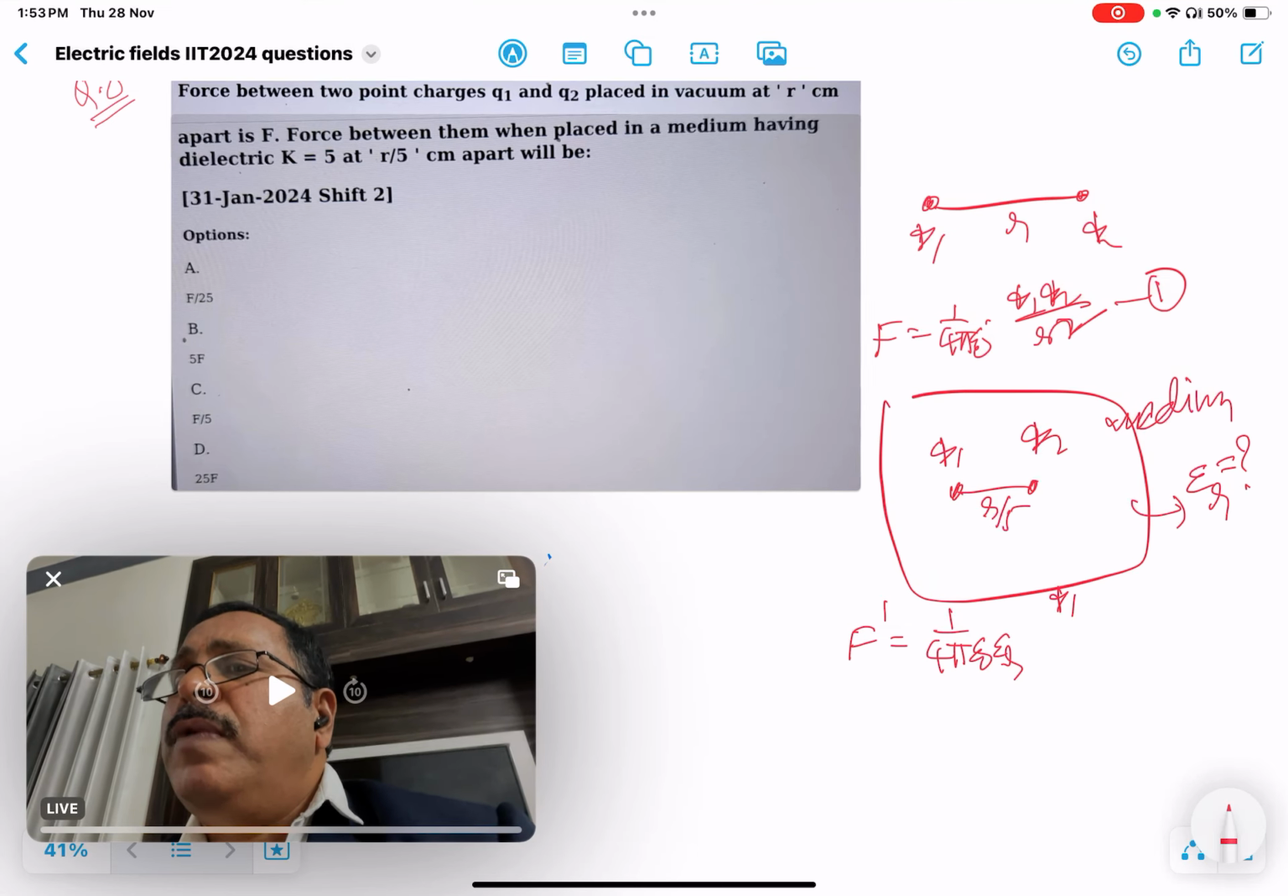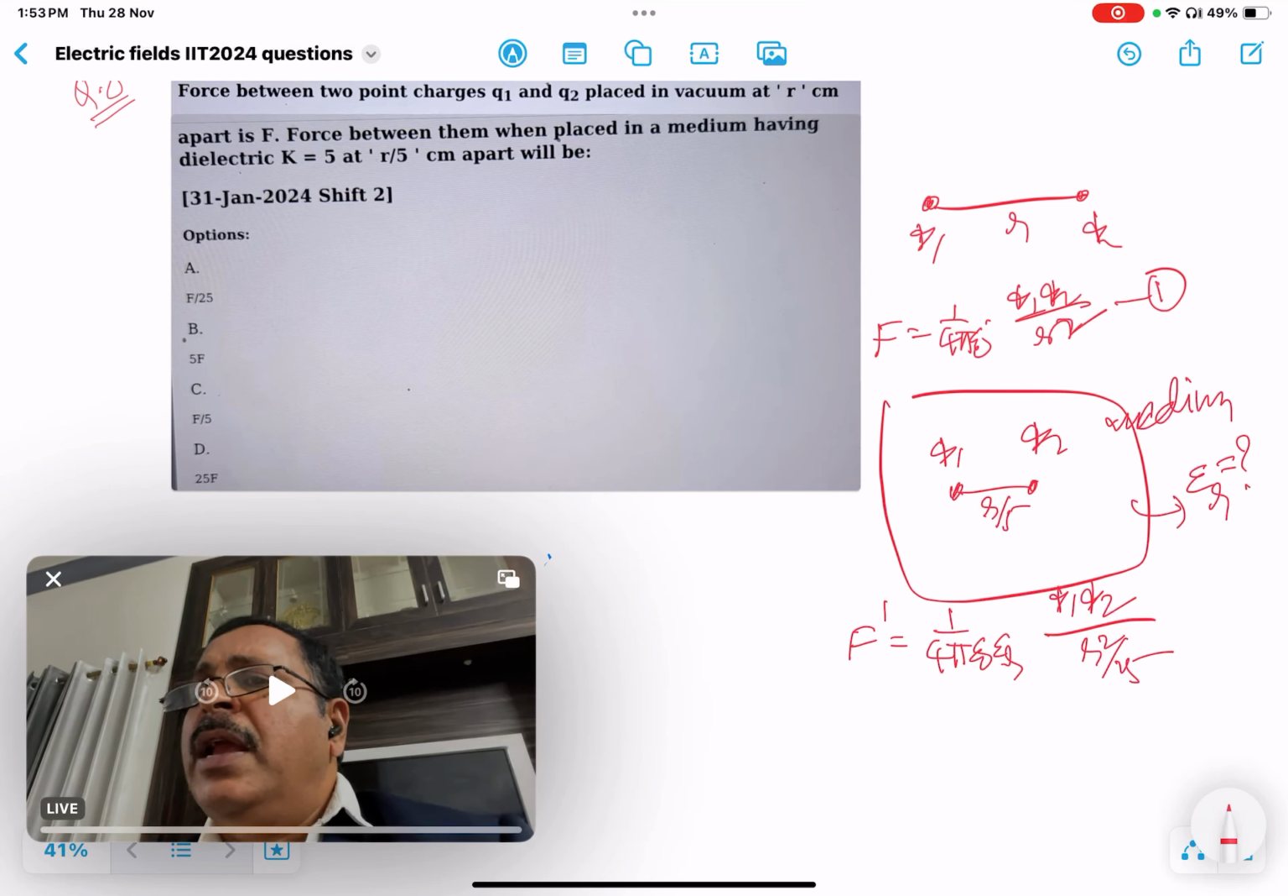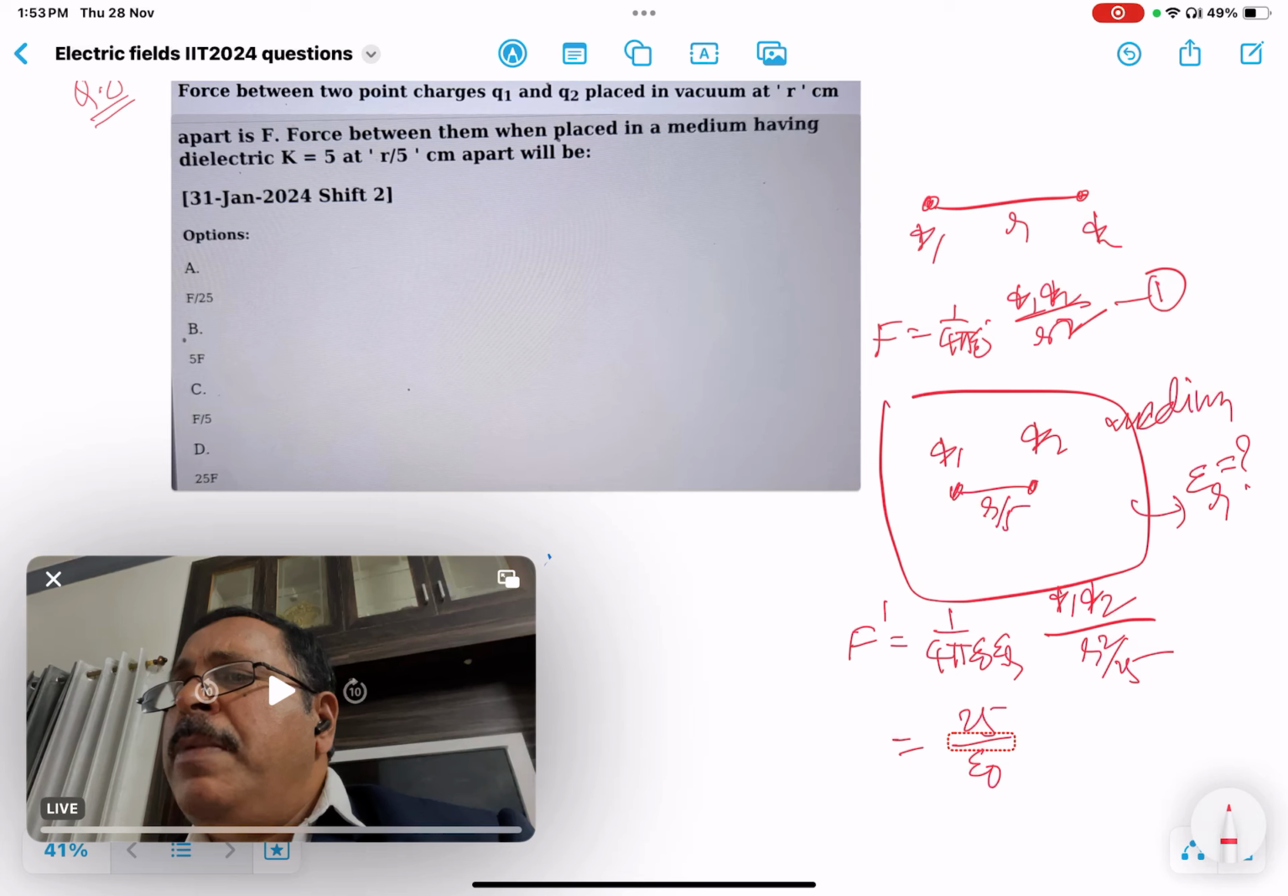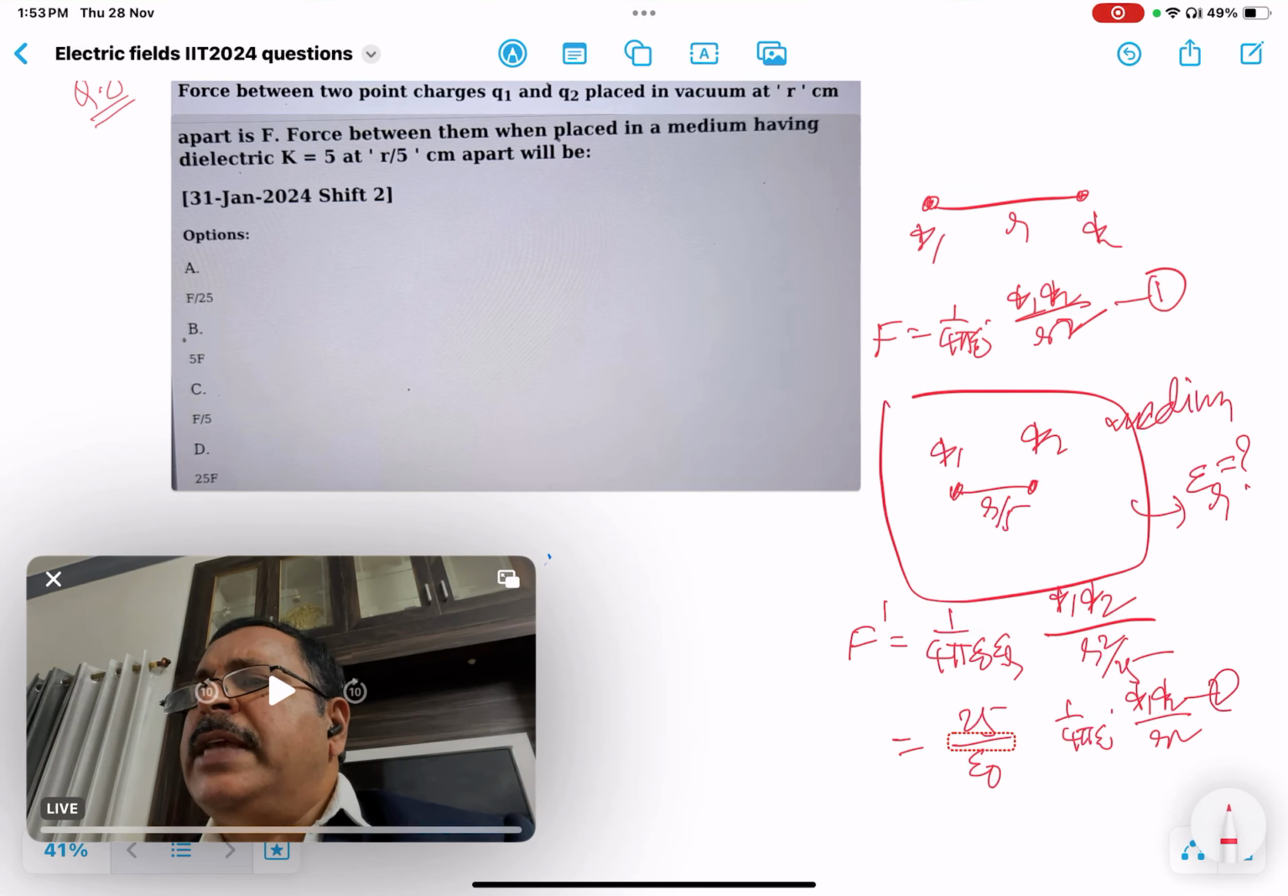So Q1, Q2, we are not changing the charges, but the distance is R by 5, which means R square by 25. If 25 goes to the top, it is 25 by epsilon R, that is the additional value. The remaining is 1 by 4 pi epsilon naught Q1, Q2 by R square. This is as usual. Second equation.